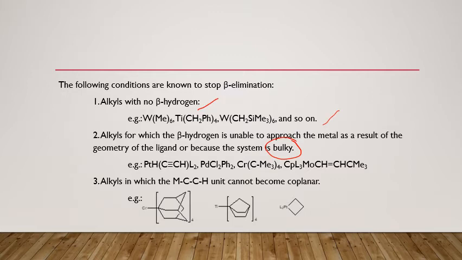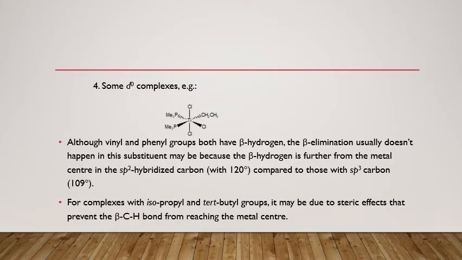Next is the position that is not coplanar. They are not coplanar with the metal here. Thus, it is unable for the hydrogen to reach the metal center, so the beta elimination cannot occur. The fourth reason is the d0 complex. For example, the Ti here is a d0 complex, so the beta elimination cannot happen although it has the beta hydrogen.